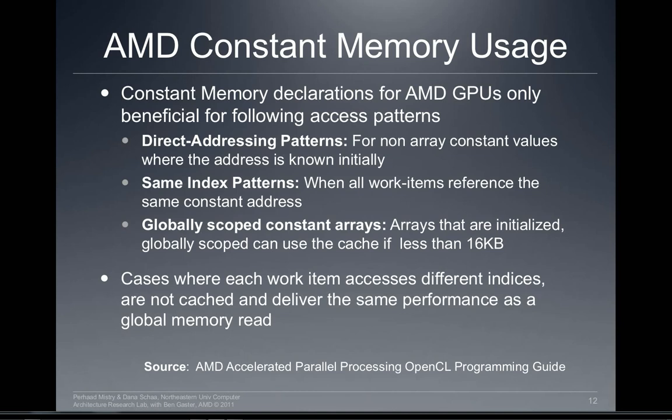There is some more to know about constant memory usage on the AMD GPU. Essentially the constant memory declarations work only for the following access patterns on AMD GPUs. For instance, direct address patterns, which means for non-array constant values where the address is known initially, so just one value. Or same index patterns, which means that all work items reference the same constant address. Or globally scoped constant arrays, that means arrays that can use the cache due to their small size. If you have an array that is less than 16 kilobytes, it can be globally scoped and flagged as constant. Then again, the access is very fast. In all other cases, the memory is not cached and delivers the same performance as a global memory read, which means it gets slow.